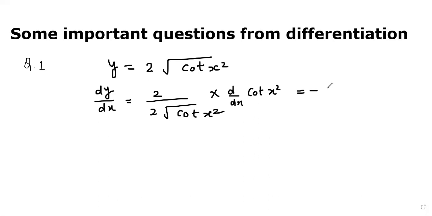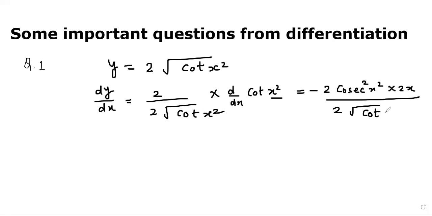That will give minus 2 cosec square x square. Then derivative of x square will give 2x, divided by 4 cot x square. Now this 2 will cancel out. We can write cosec square x square in denominator as sine square x square. Then 2x with a negative sign.